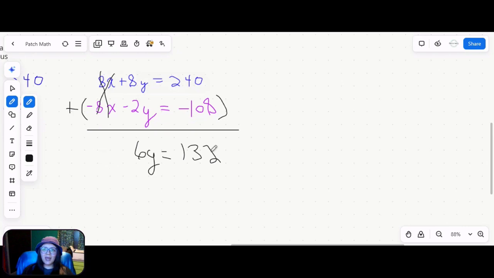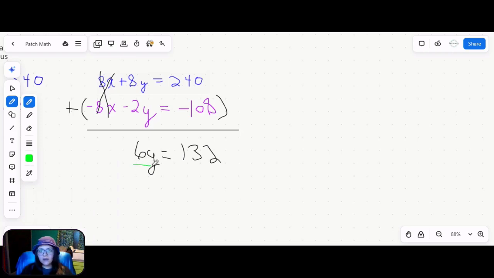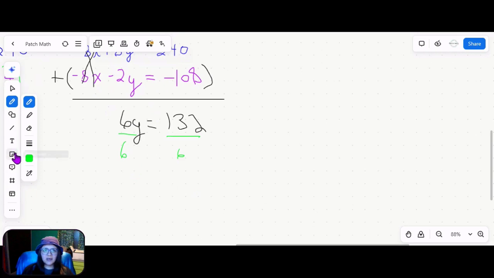All right, now we have a single step equation where we are going to do the opposite operation of how the number is attached to the variable. That's attached by multiplication. That is 6 times y. We are going to divide the 6 off from both sides, leaving us with y equal to 22.